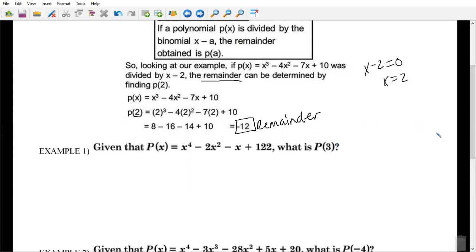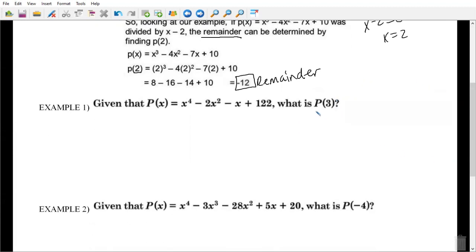So for example, looking at this function notation here, we have p of 3. So if I wanted to find p of 3, option number 1 is I can do 3 to the 4th minus 2 times 3 squared minus 3 plus 122, right? And get my answer the old school way. Agreed? If I wanted to find p of 3.